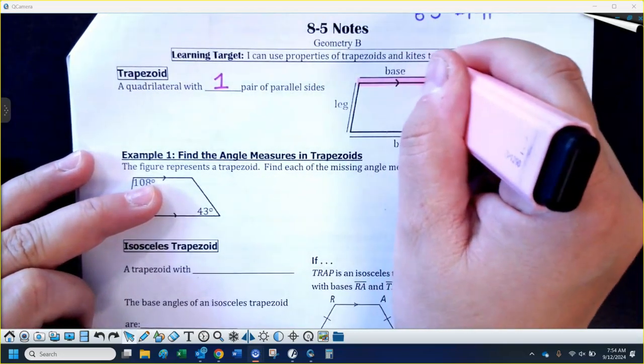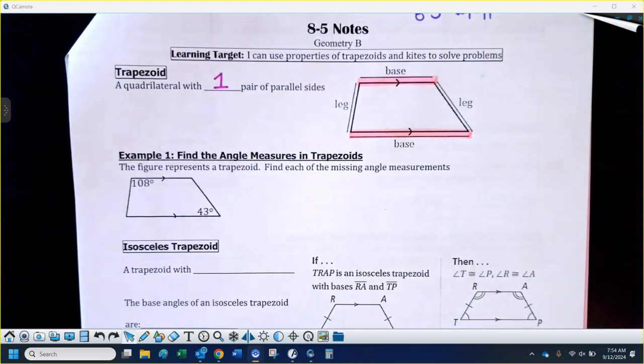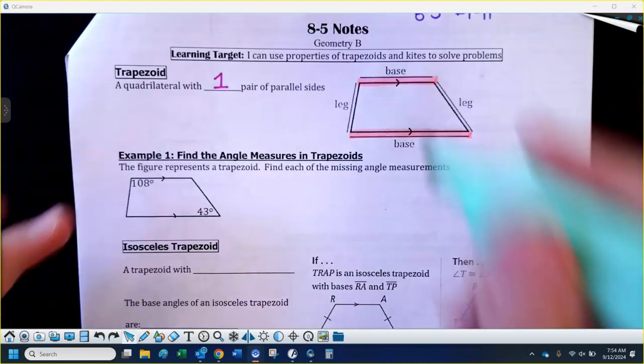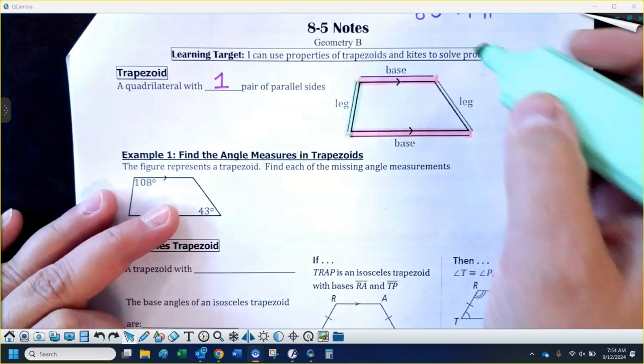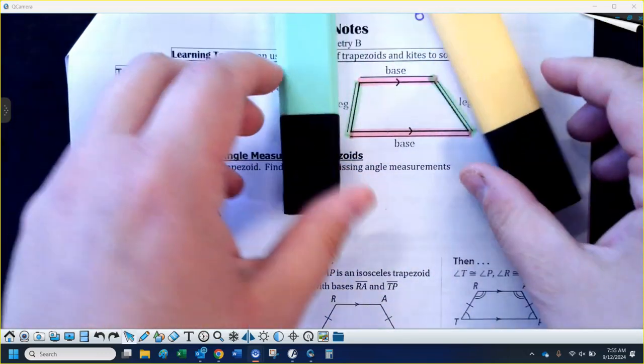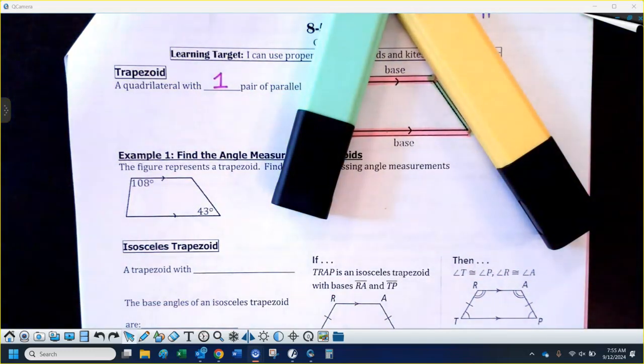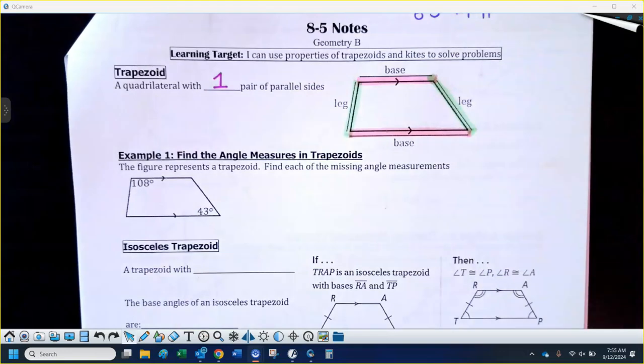So what I'm going to do real quick here for you, I'm going to highlight this. Those are the two sides that are parallel. The two sides that are parallel, they call those the bases. The other two sides are not parallel. Like eventually, those two lines would intersect. They're not parallel to each other. If I extended those two sides, they would intersect. However, both of those sides I can use as a transversal.